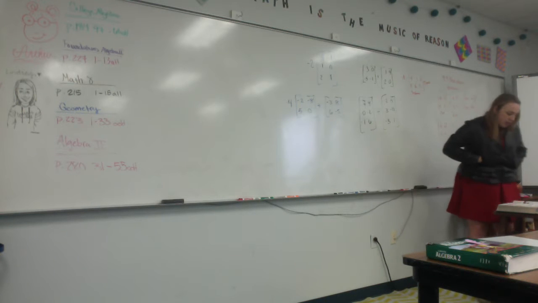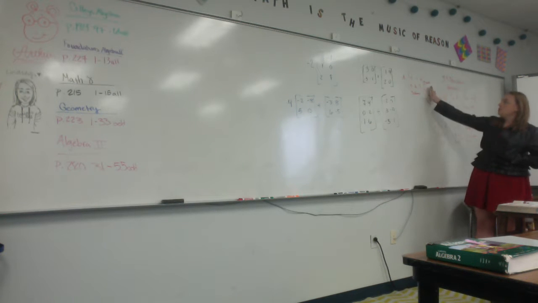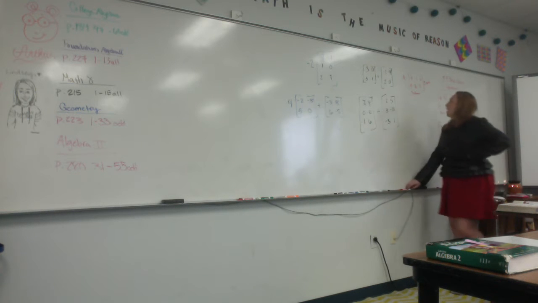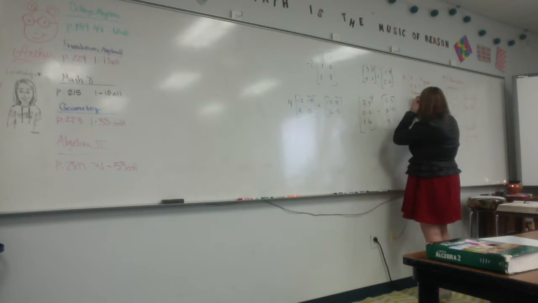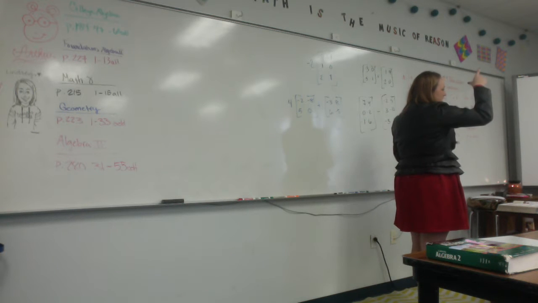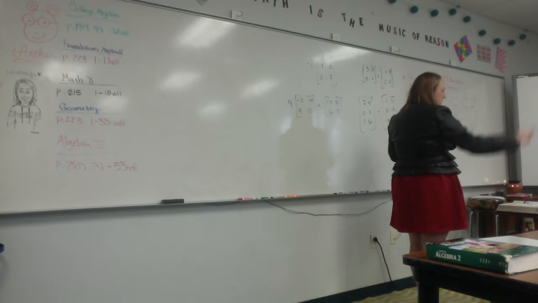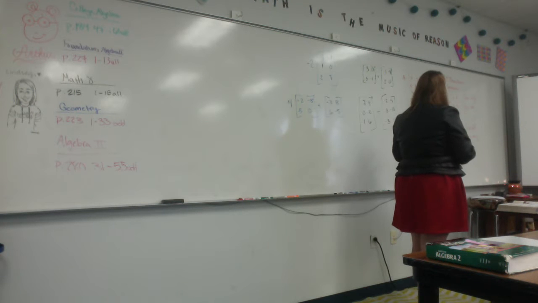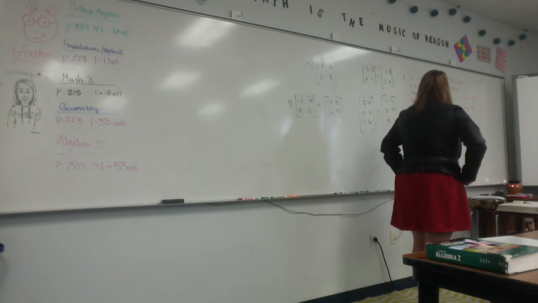And you go rows first, then columns. So this matrix is a 2 by 3. It has 2 rows and 3 columns. Columns should be easy to remember because when you think of a building with columns, they go straight up and down, or pillars. So it's a 2 by 3.